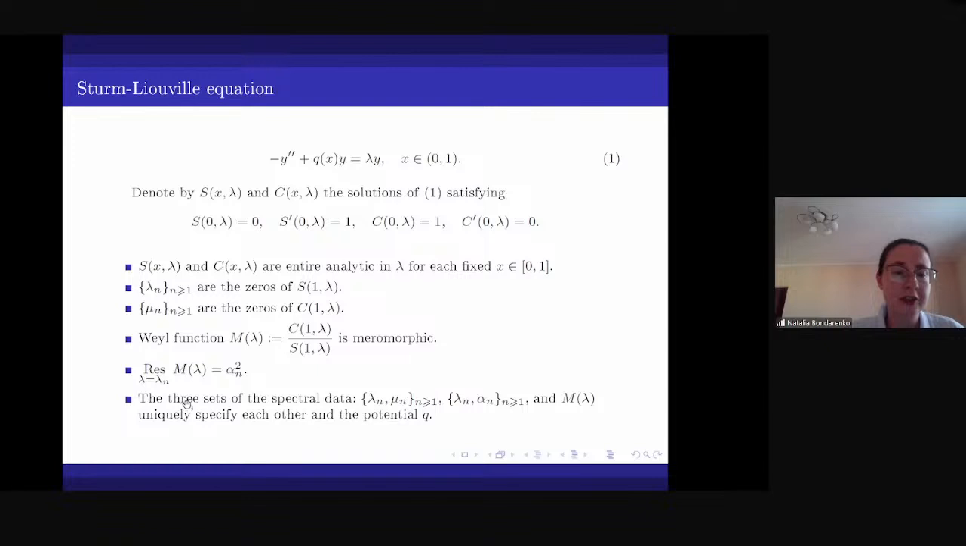So these three sets of the spectral data, two spectra, one spectrum and norming constants, and the Weyl function, uniquely specify each other, and each of them uniquely specifies the potential. So for the second order, there are three equivalent statements of classical inverse spectral problems.